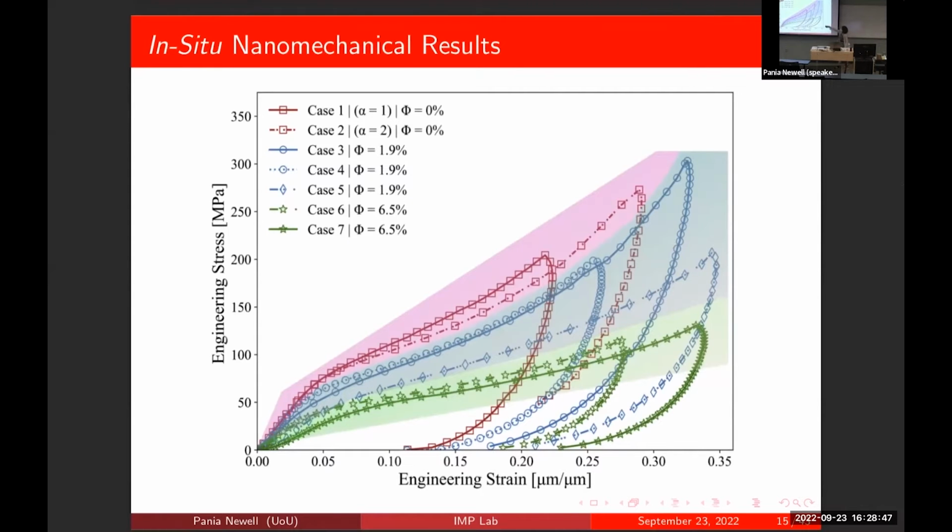nanomechanical response, that the pink region is all the solid structures. The solid structures with different aspect ratios to capture the size effect. It goes to the blue region. The blue region has the lower porosity. So we introduce some sort of porosity, but different types of pore shapes. And the green region has more porosity. So they're increasing the porosity. As you can see, there is a shift in the behavior.